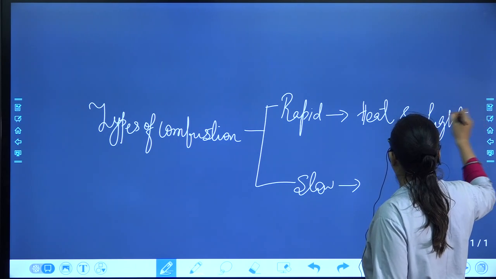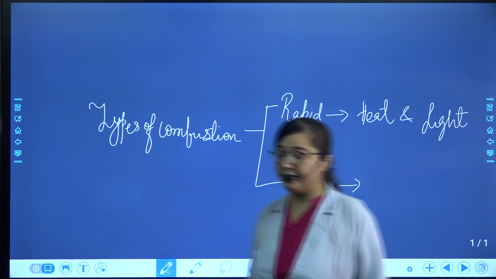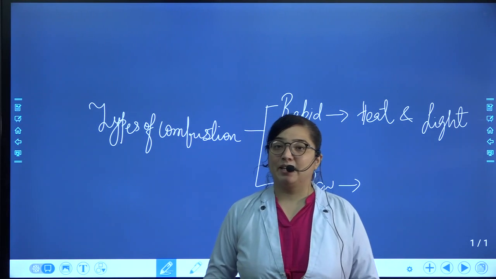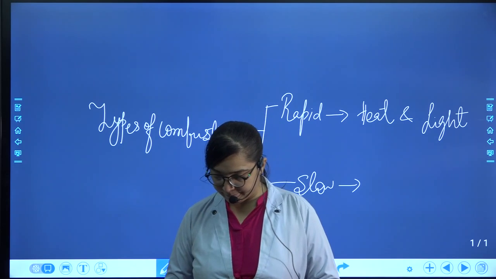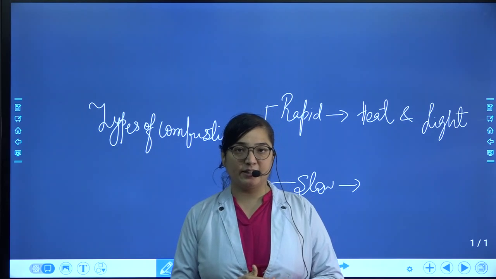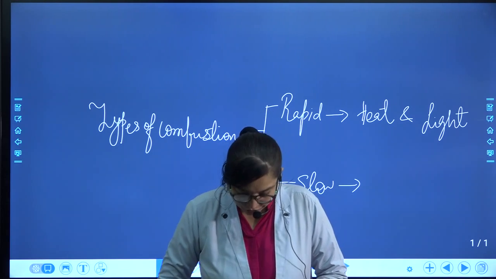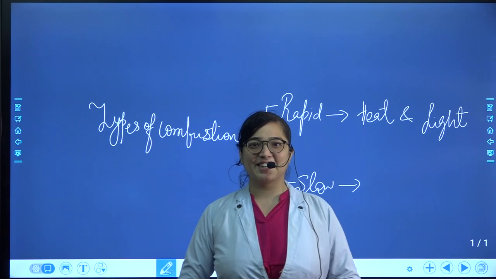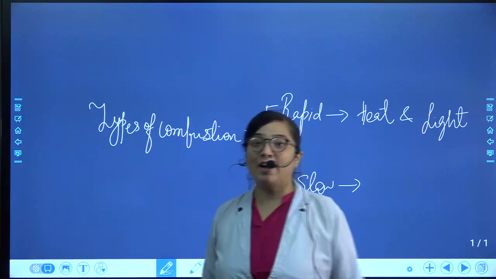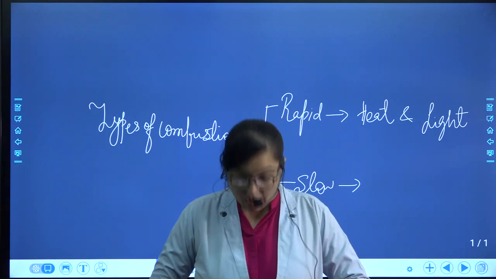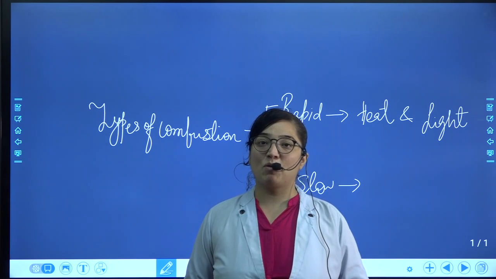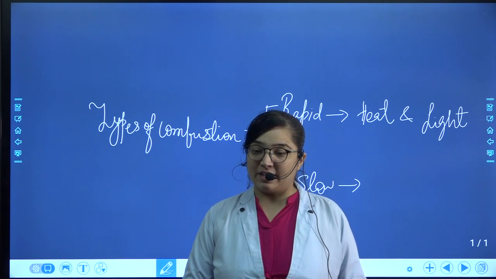Next, in slow combustion, heat may be produced but light is not produced. Try to think, when digestion is getting carried out, can we see any kind of flame over here? No, we don't see it. So why? Because it is which type of combustion? Slow combustion.